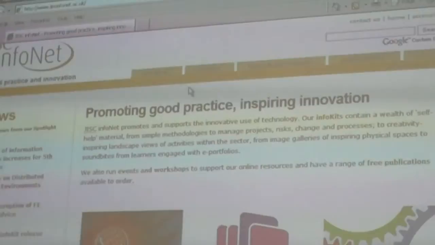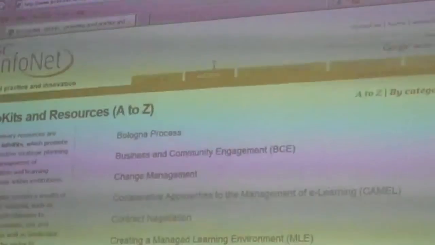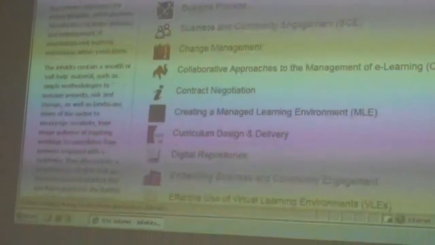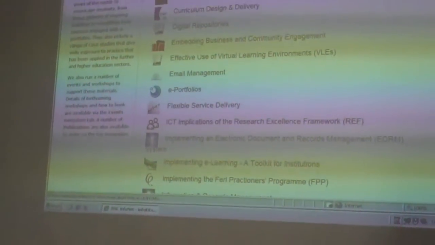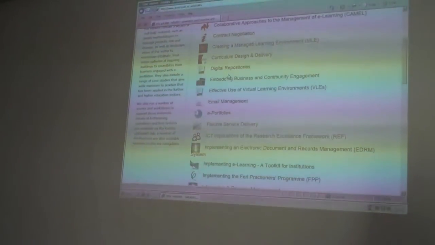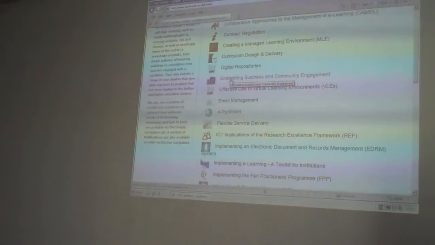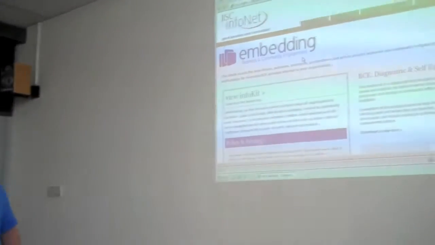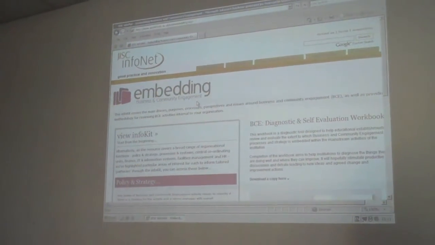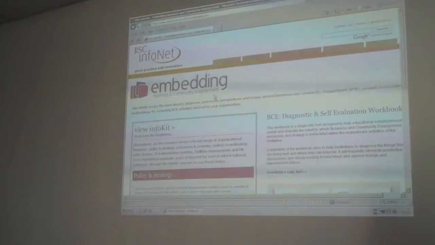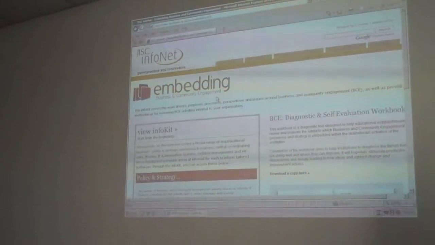So if I go in that way, then we've got a whole alphabetical list of our InfoKits, our online resources. So I'll just go into Embedding business and community engagement that way. So this is like a front page before we actually get into the InfoKit itself.